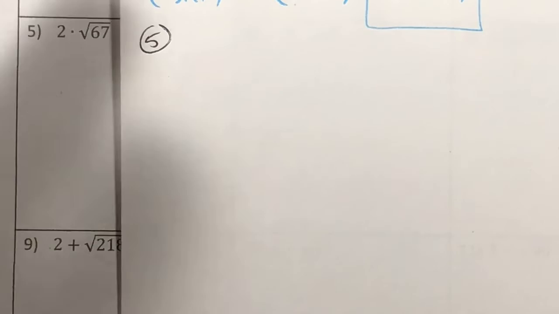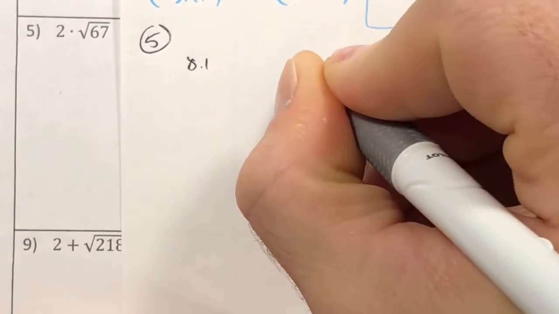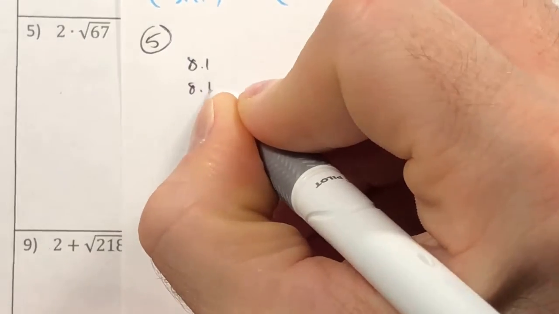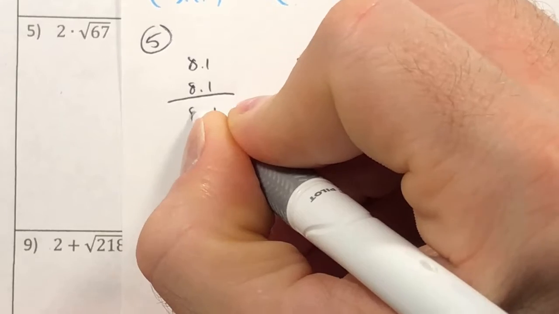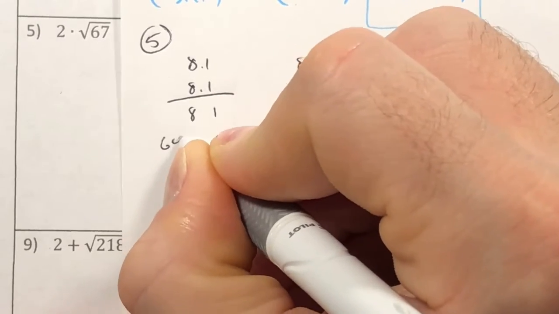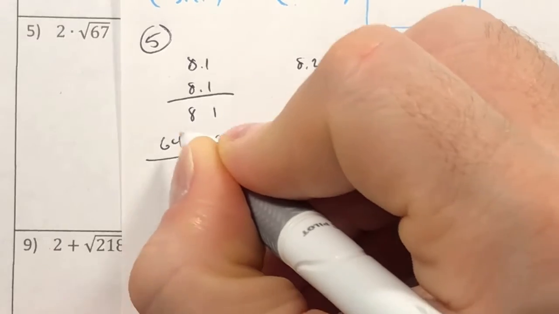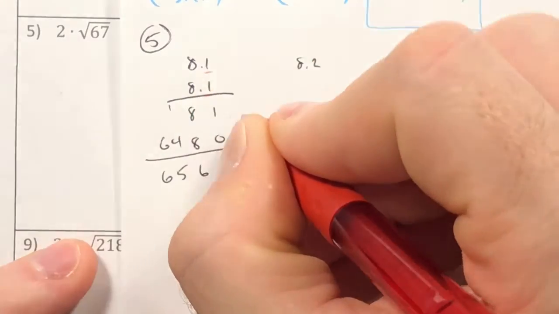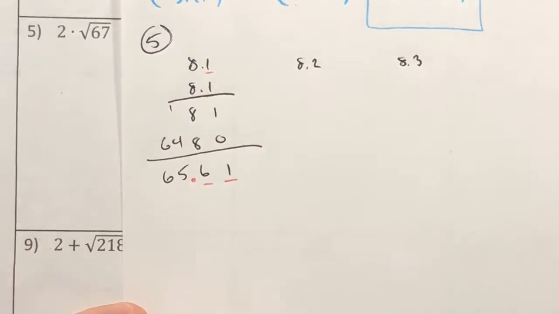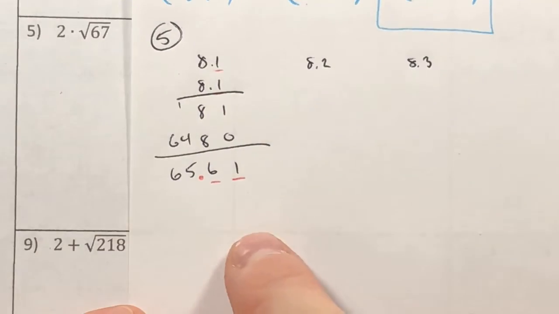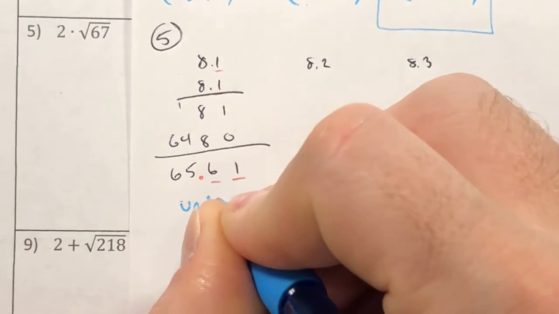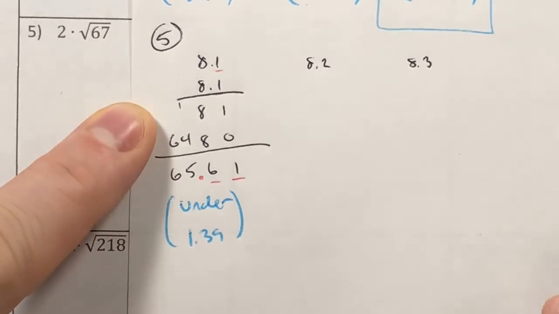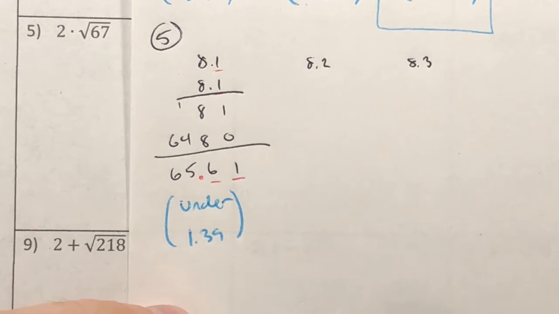Let's arrange this just like that. So I have 8.1, 8.2, and 8.3. Let's see which one of these works out. So 8.1, I'm going to square this. 1, 8, hold my 0, 8, 64. Let's add this up. 1, 6, carry my 1, 5, 6. I have 2 decimals, which means 2 decimals in my final answer. Okay, so I'm a little under right now. And I'm under by 1.39 to get to 67. So I'm going to move up because I'm under.